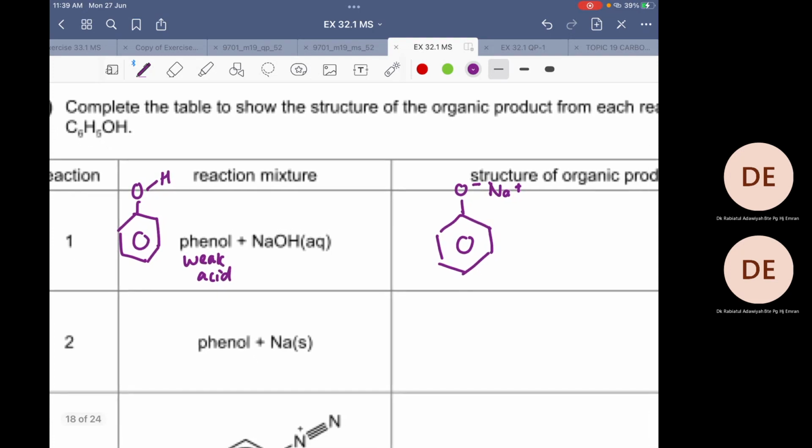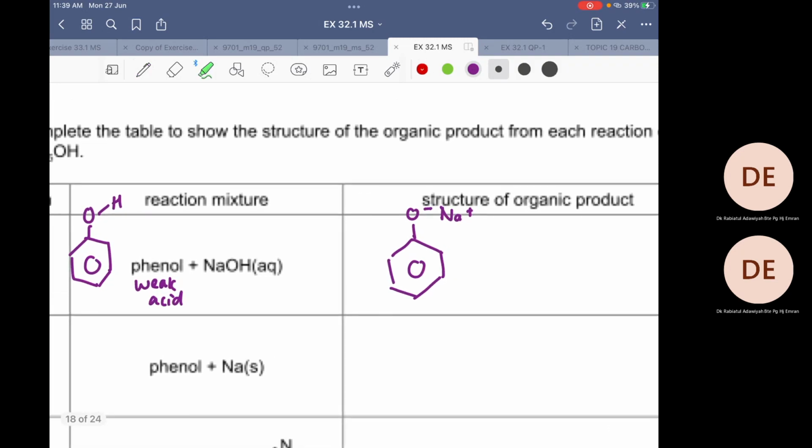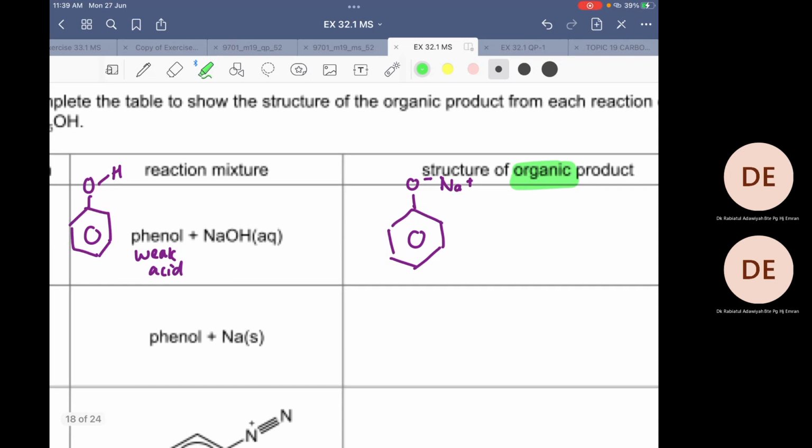Phenol with sodium, same thing as a weak acid reacting with metal. They also mention organic product, so that means just the one that contains carbon and hydrogen, right? So things like water, that's an inorganic product, you don't need to include it, okay? The next one, acid with metal, also the same, you will produce a salt as well. And the salt will also be the same, sodium phenoxide and hydrogen gas. Okay.